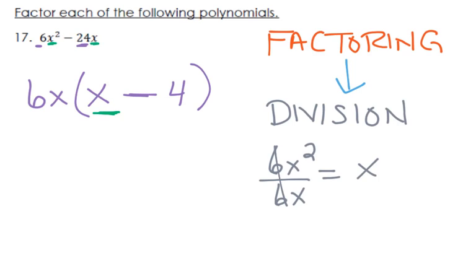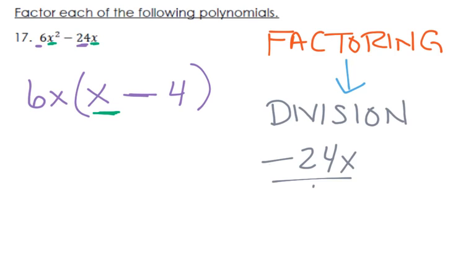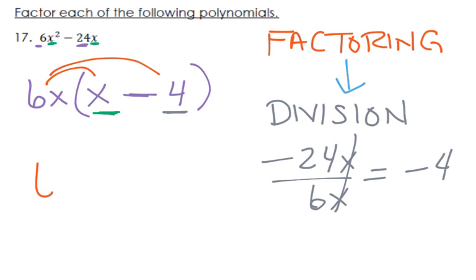And if we do negative 24x divided by 6x, the x's cancel, and negative 24 divided by 6 is negative 4. That's where the negative 4 comes from. And now it's factored. If you wanted to check your answer, you could distribute the 6x back in, and we'll end up with 6x squared minus 24x. So that's how you can check your answer.